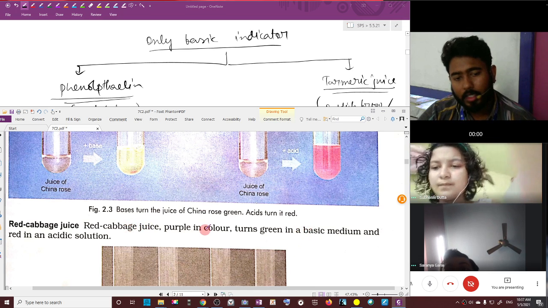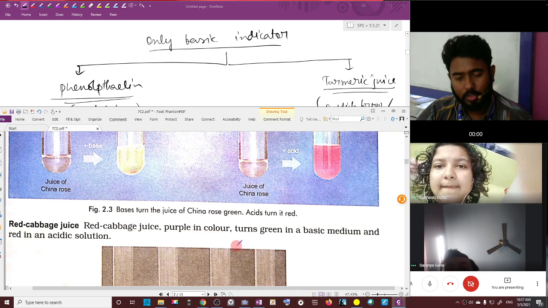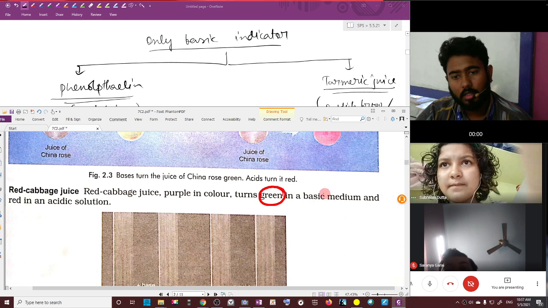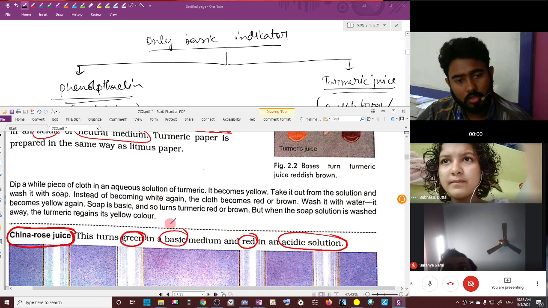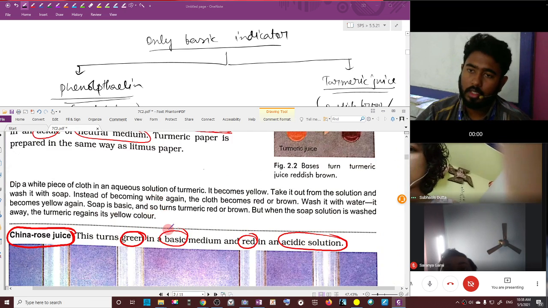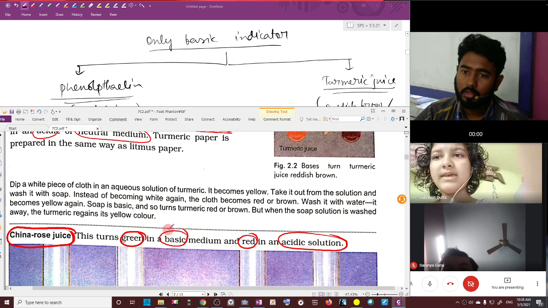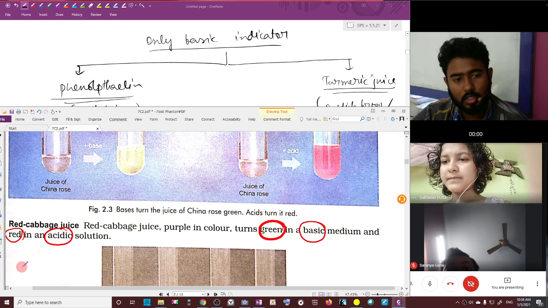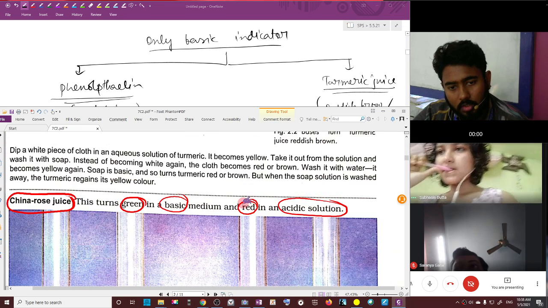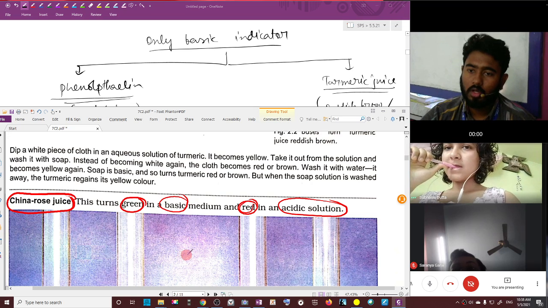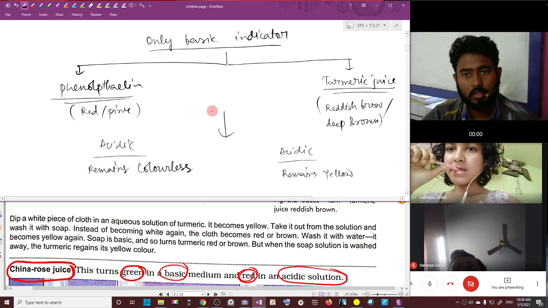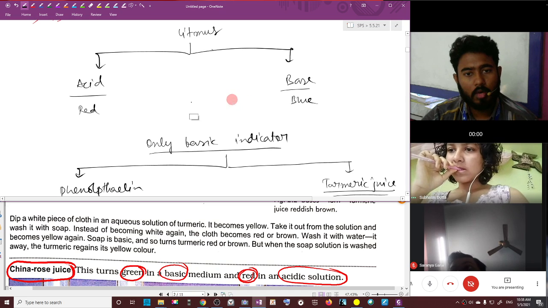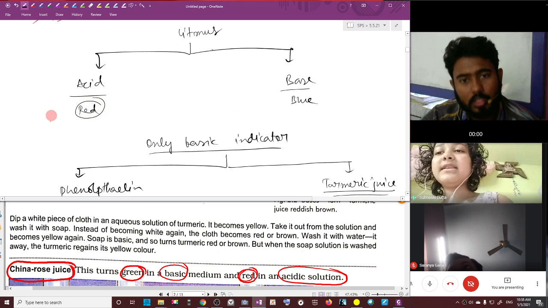Red cabbage juice is actually purple in color. So it turns green in basic medium. China rose also turns green in basic medium. Is that clear? And this turns red in acidic solution, red cabbage juice. This also turns red in acidic solution, right? Okay, let us look at litmus. What happens to litmus? Litmus also turns red in acidic solution.